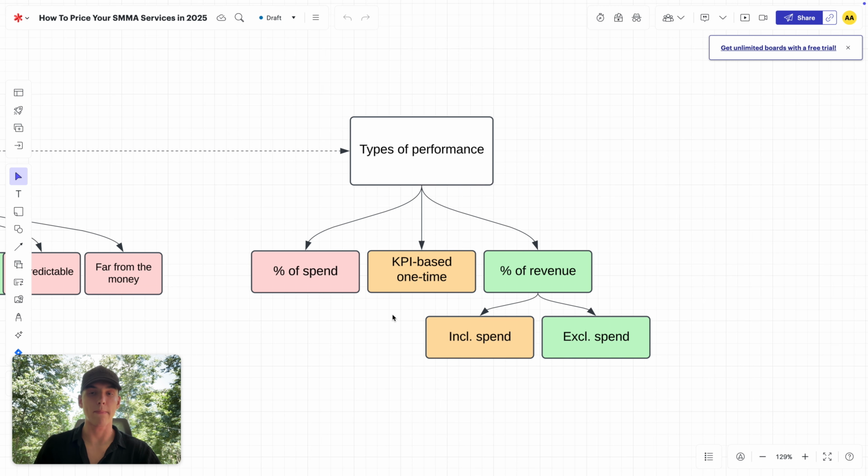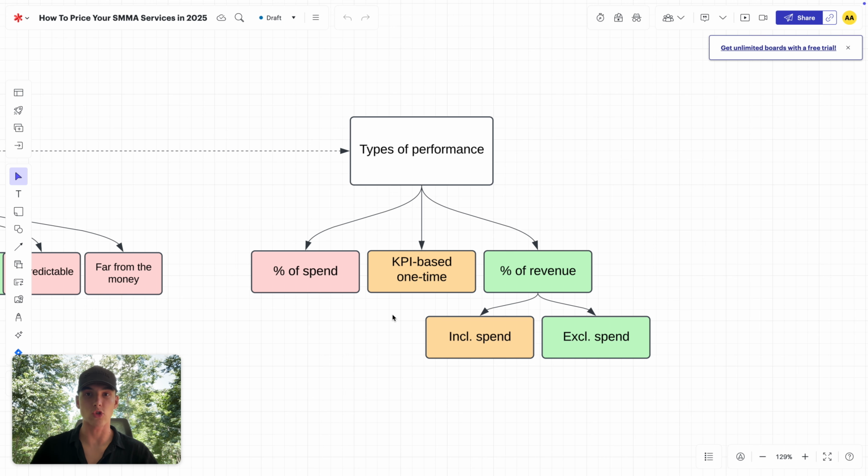KPI based one-time bonuses are better. Those are bonuses that hit on a certain KPI. So you say, once we hit 100K in spend a month, we will get a 2K bonus, or once we generate you guys $500,000 in revenue in a single month, we get a 5K bonus, something like that. It sets very specific KPIs, but it is not ideal because those bonuses are one time, not recurring.